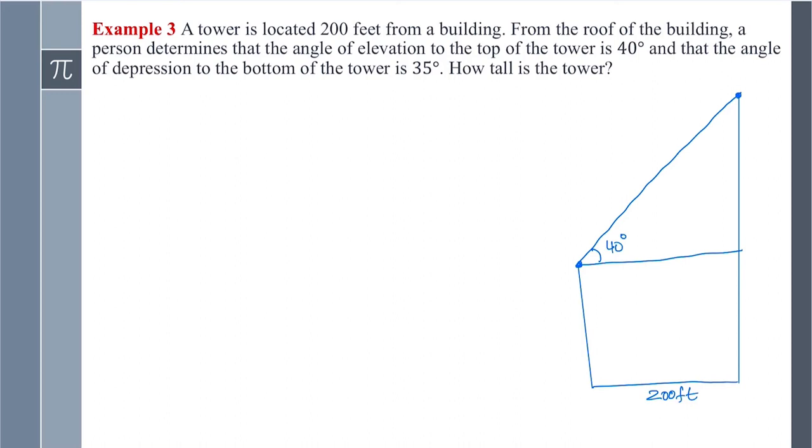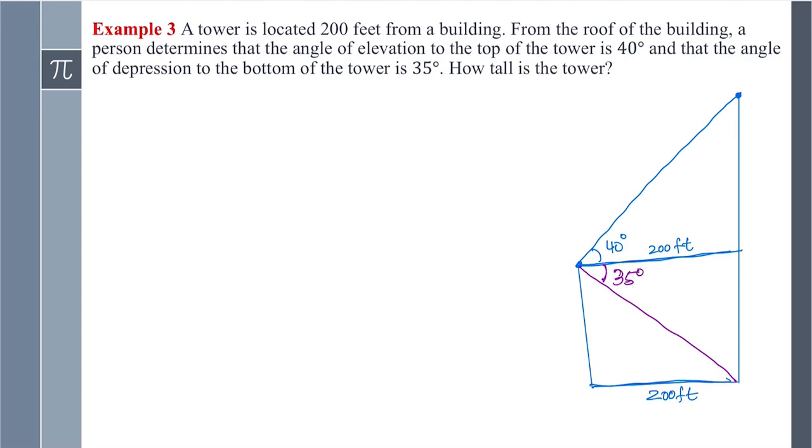Now we know that this is 200 feet. That means this must be the same, so this is also 200 feet. And the angle of depression to the bottom of the tower is 35 degrees. So from here, he looks down to the bottom of the tower. And then that angle of depression, this angle, is 35 degrees.